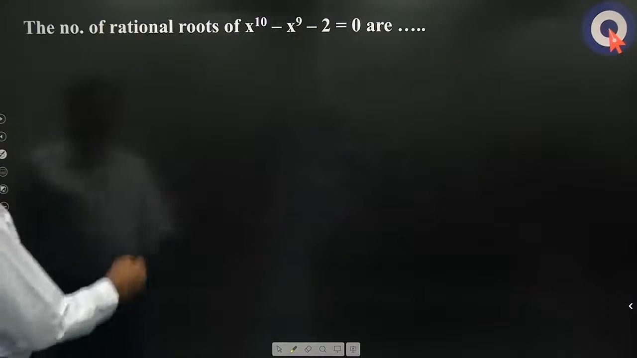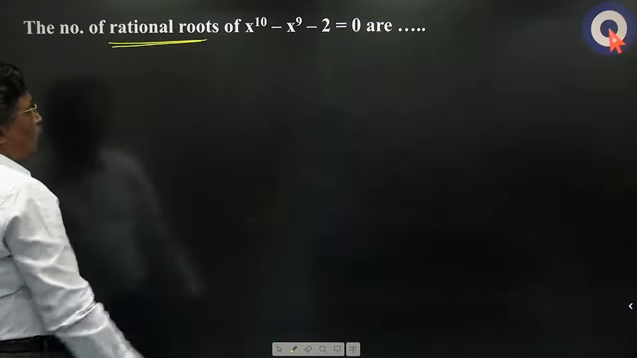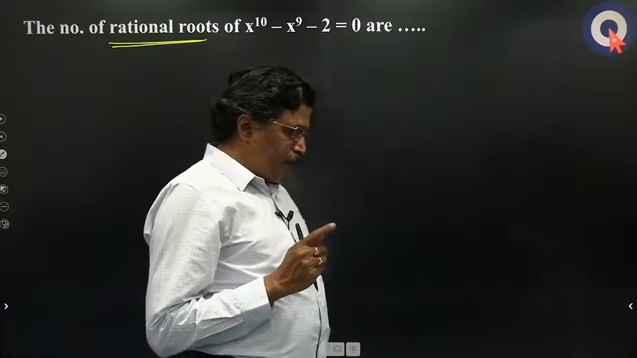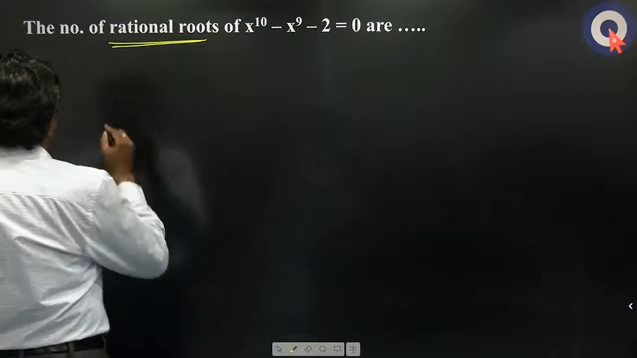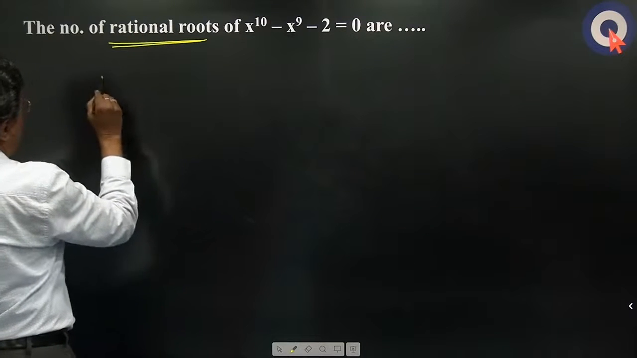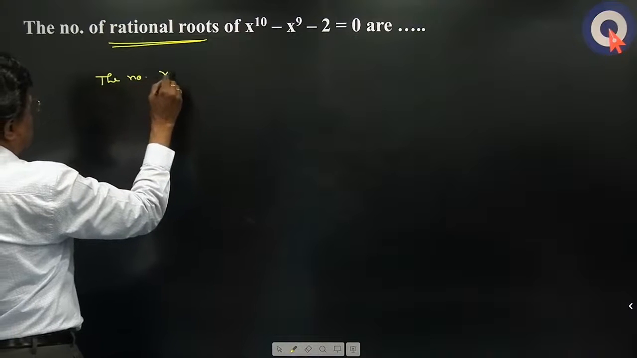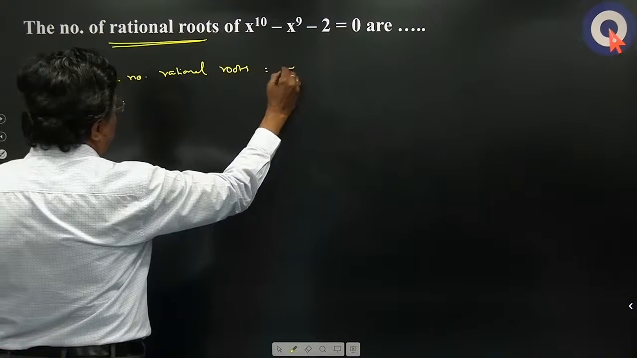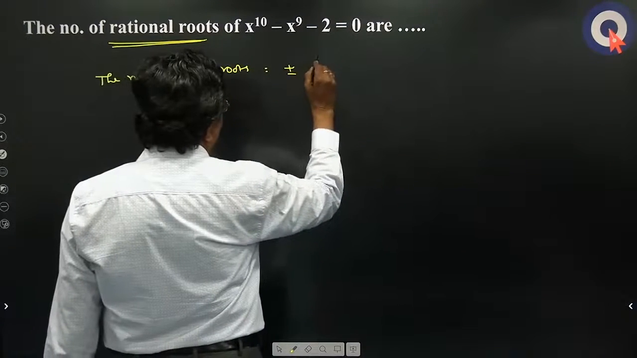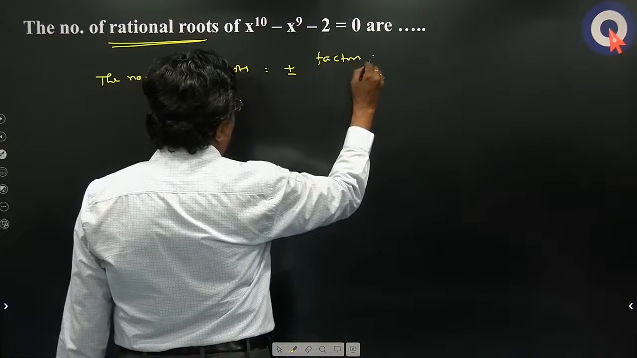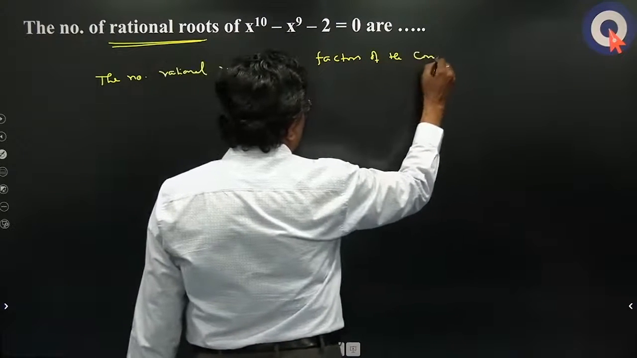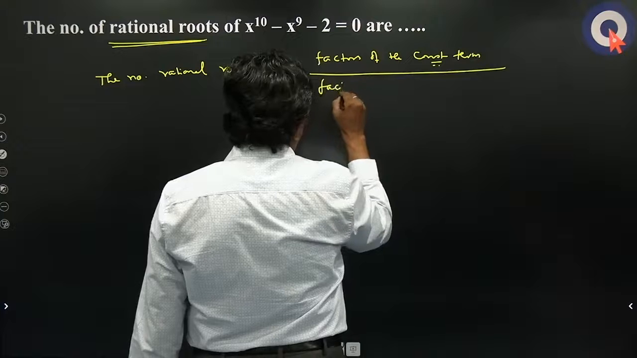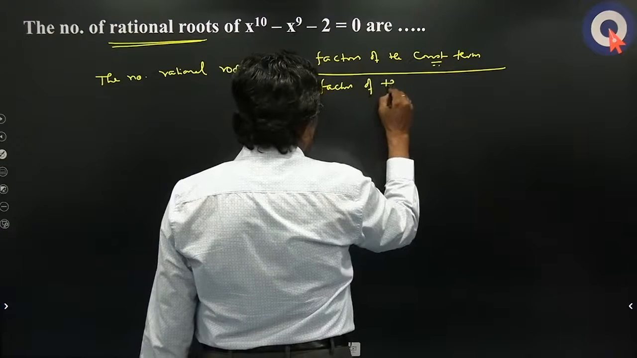So let us have a look at the next problem: the number of rational roots of x power 10 minus x power 9 minus 2 is equal to 0. Here we have the rational roots theorem. The rational roots theorem says the rational roots are equal to plus or minus factors of the constant term by the factors of the leading coefficient.